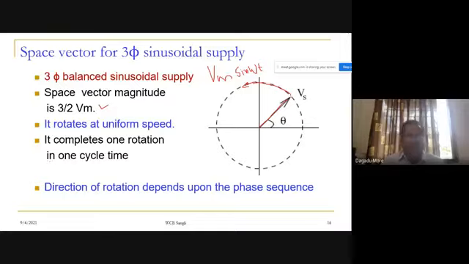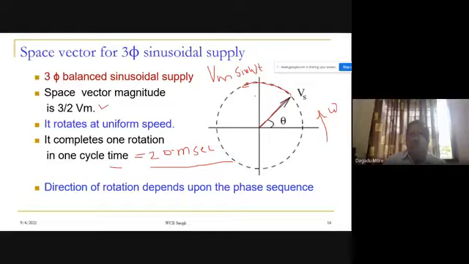Yesterday we discussed that it completes one rotation in one cycle time. For 50 Hz, it completes one rotation in 20 milliseconds. So the space vector is running at a frequency equal to omega, which means it will complete one rotation in 20 milliseconds for a 50 Hz supply.